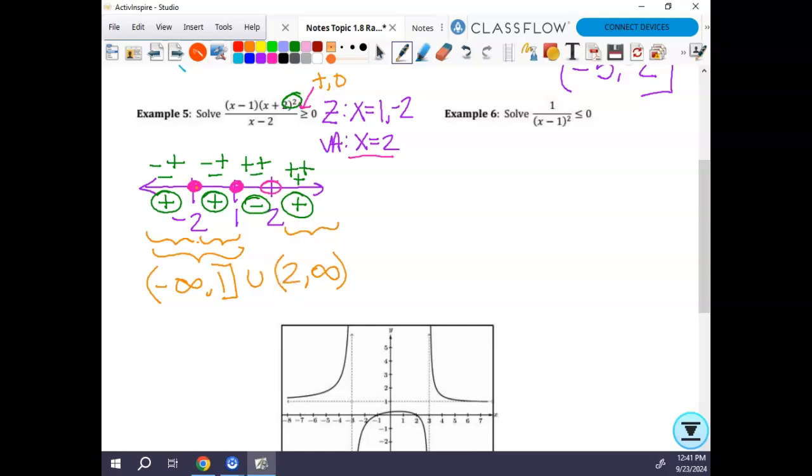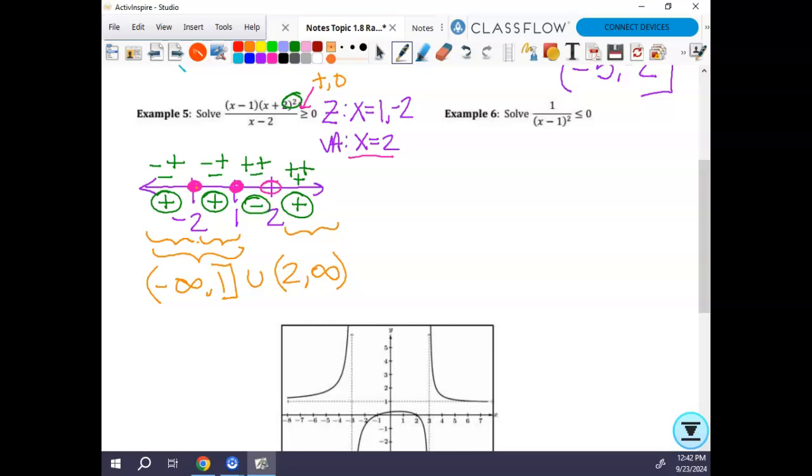Y'all, how many times do I say we never include the infinities? I say it multiple times a day, right? Please don't be the person that ever includes an infinity. Don't include the infinities. Okay. Are we good? I'm sorry, what? Oh, yes. Always. Okay. Any questions on this?